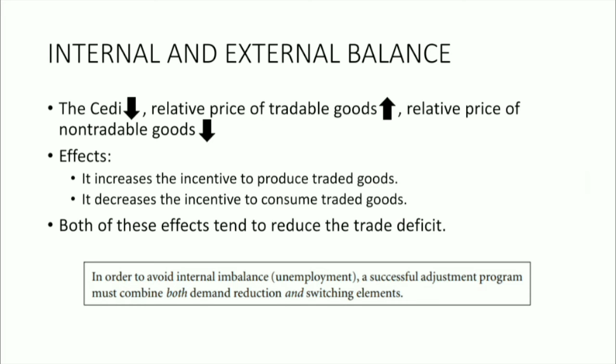So, in conclusion, in order to avoid internal imbalance or unemployment, a successful adjustment program must combine both demand reduction and switching elements. So, I think that's all for my presentation.